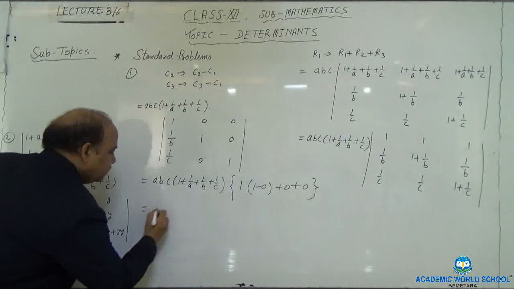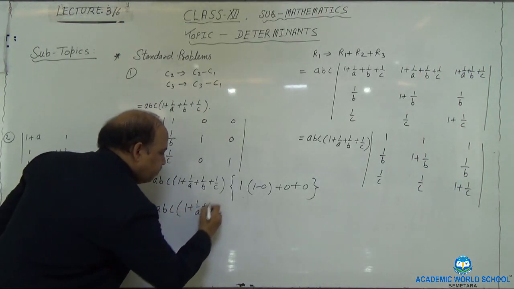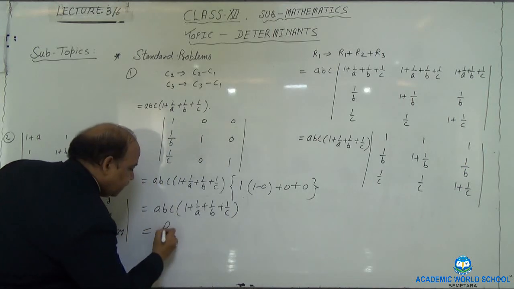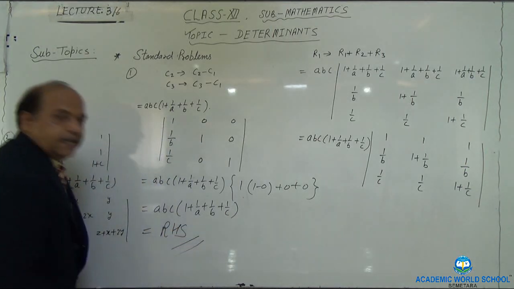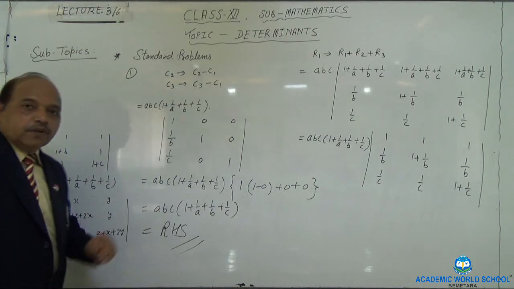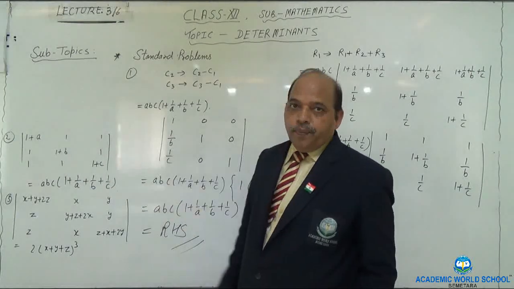No change in this. So you are left with A, B, C, 1 plus 1 upon A plus 1 upon B plus 1 upon C. This is your right hand side, which is the required thing you are supposed to prove. This is how we can do this second question.